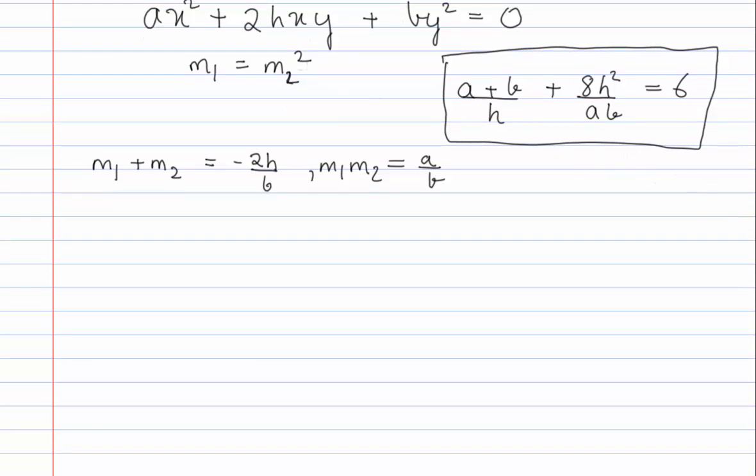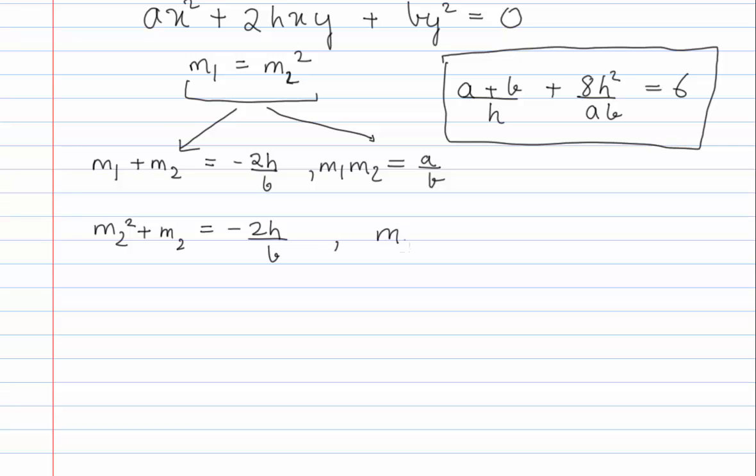Now let's actually make use of this given condition, and let's substitute this into this and this. So let's actually do that. Substituting the value of m1 in the first relation, we have m2 squared plus m2 is equal to minus 2h upon b, and substituting the value of m1 in the second relation, we have m2 squared times m2 is equal to a upon b, which is the same thing as m2 cube is equal to a upon b.